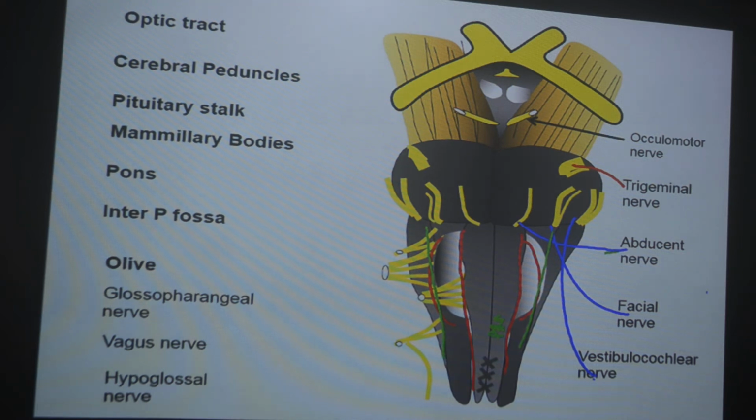Yes? Is the accessory only motor? Is the accessory nerve only motor? Yes, only motor. So the central part here, the basilar groove, you will have the basilar artery.